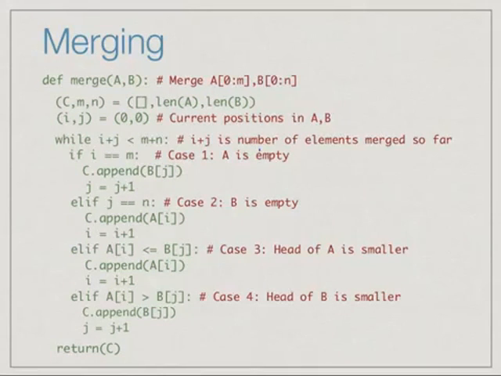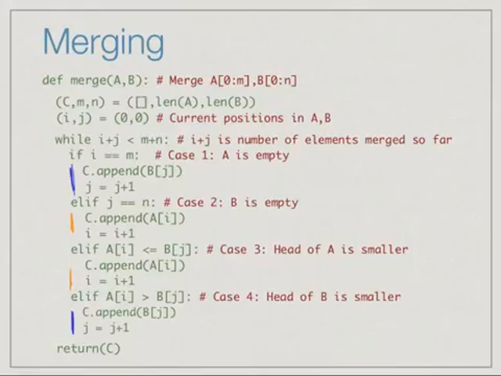So if we go back and look at this code again, then it appears as though we have duplicated the code in a couple of places. So we have two situations, case 1 and case 4, where we are appending the element from B into C and incrementing j. And similarly, we have two different situations, case 2 and case 3, where we are appending the element from A into C and then incrementing i.